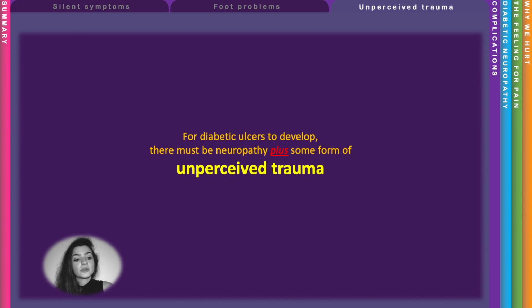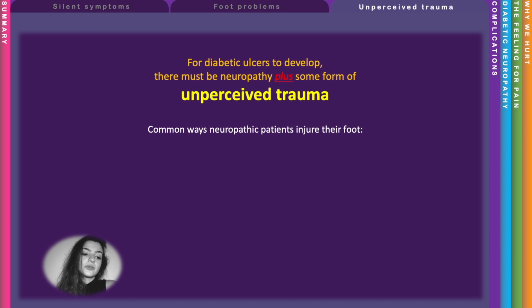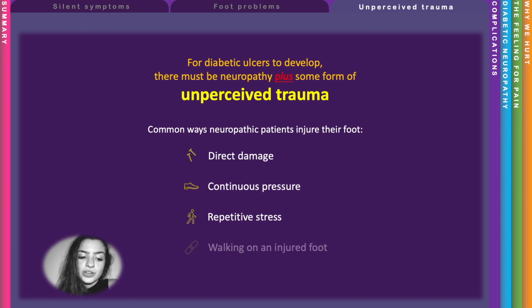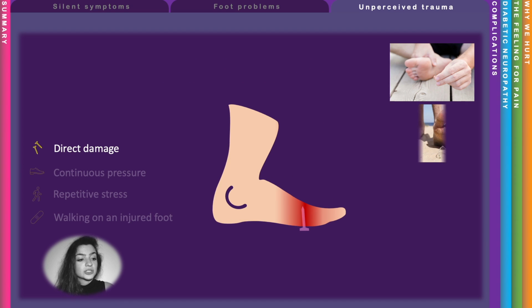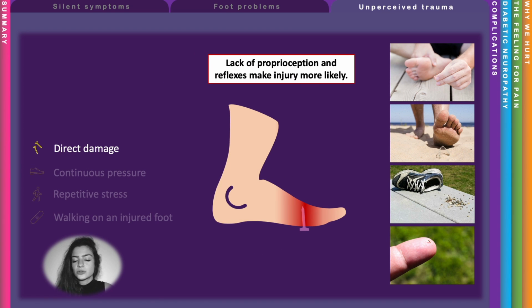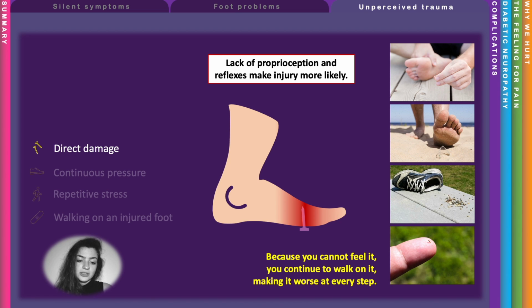So for diabetic ulcers to develop, there must be neuropathy plus some sort of unperceived trauma. Common ways this happens are through direct damage, continuous pressure, repetitive stress, or walking on an injured foot. Direct damage is the most straightforward of them, the easiest to understand because it happens to all of us. For example, we don't step on a nail every day, but having a splinter is a bit more common, or just stepping on something pointy on a beach or getting a little rock in your shoes. And this is just more likely to happen to neuropathic patients because they cannot prevent it.